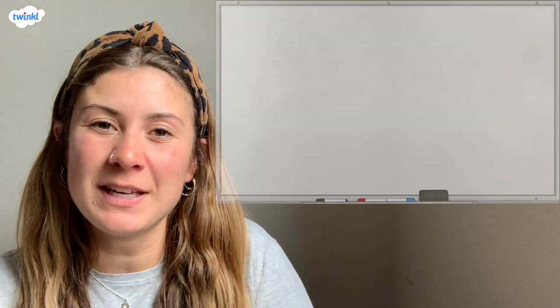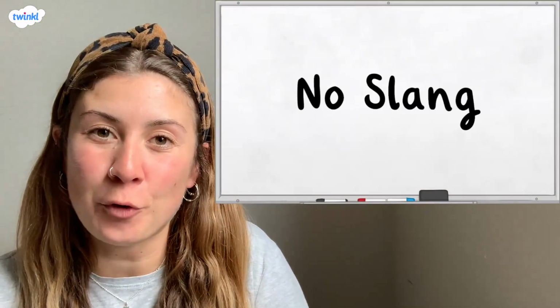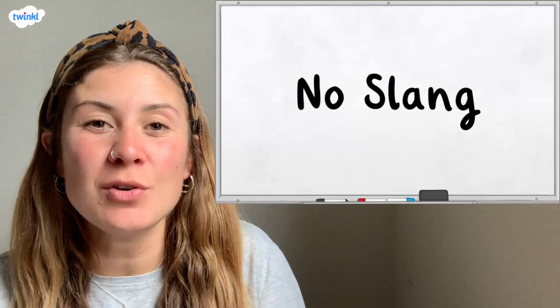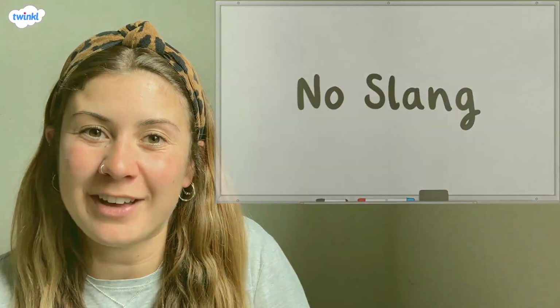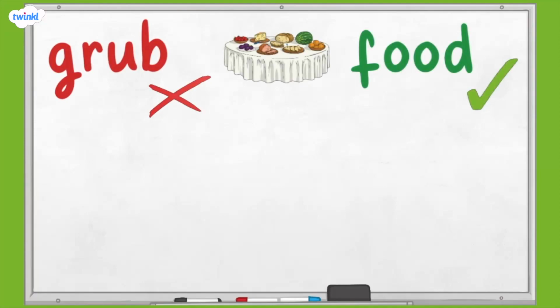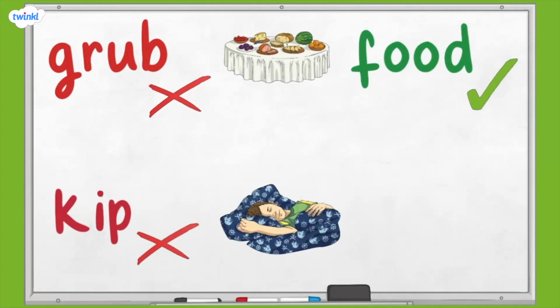No slang should be used because this is seen as informal. Slang is often used in spoken language and is usually used between people that know each other. So instead of grub, you would use food. Instead of kip, you would use sleep.